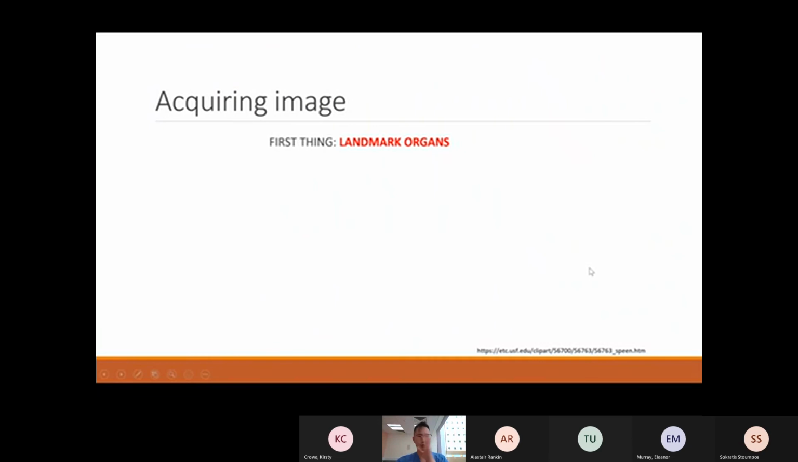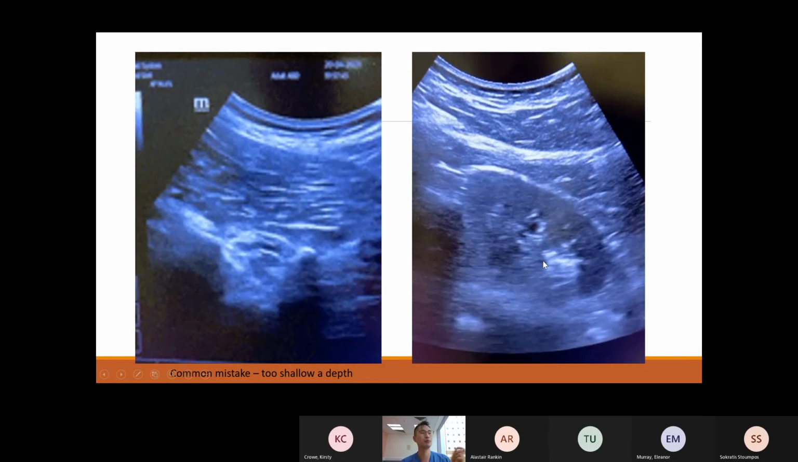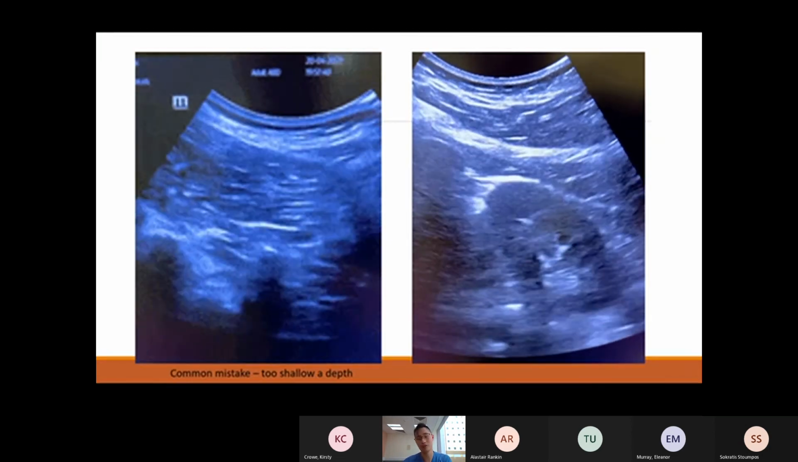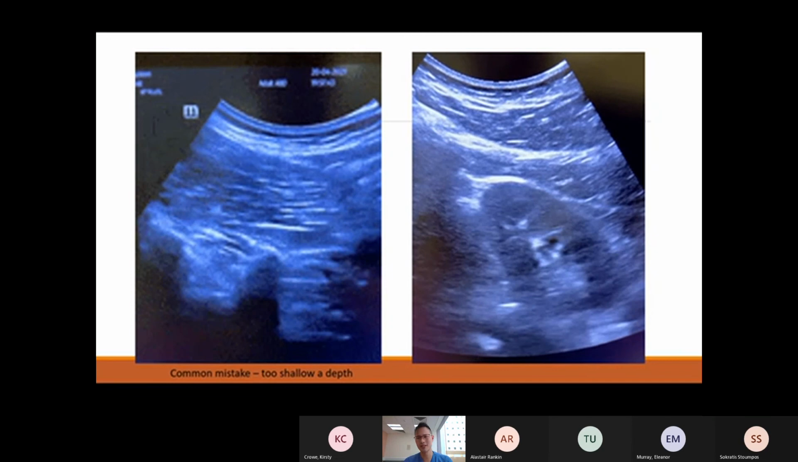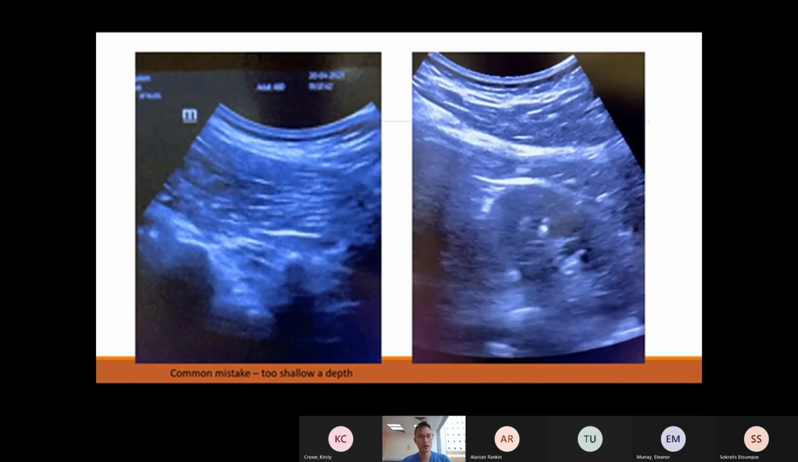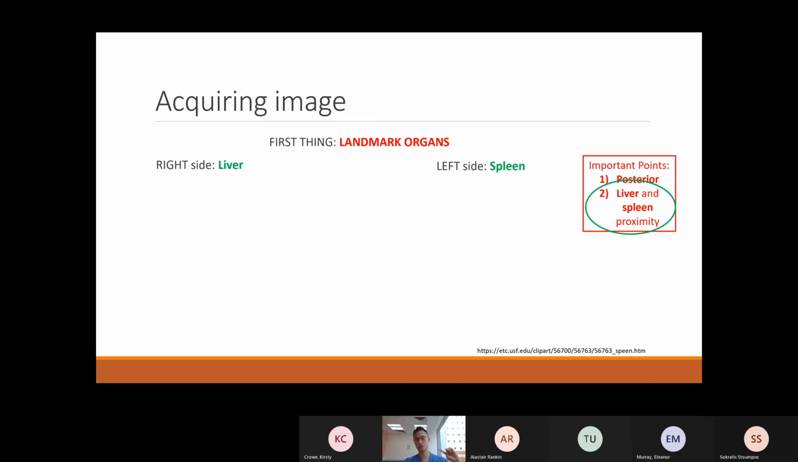So after you have found, so now often in reality, it's not easy. It's not as easy as you put a probe on and then immediately you find your kidney. Often you need about 10 to 15 seconds of looking around, scanning around to look for the kidneys, particularly if the patient has got kidney disease or has got smaller kidneys. The thing that will help you look for your kidneys fast is looking for your landmark organs, and that's why I spent a long time harping on the liver and the spleen, because these are your landmark organs. On the right side, your liver is your landmark organ, and the left side, your spleen is your landmark organ.